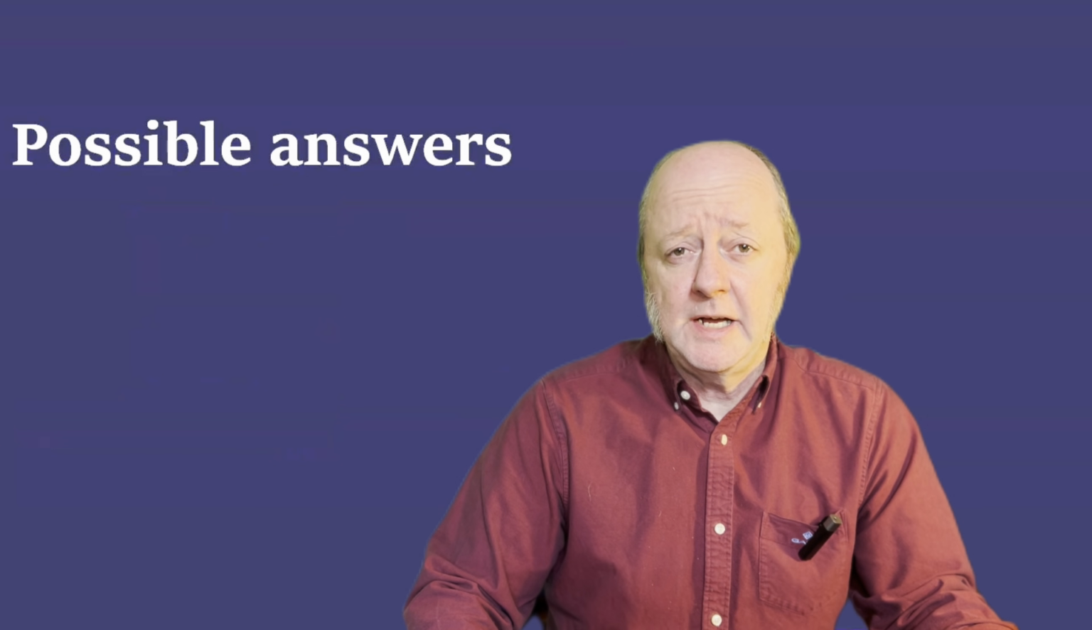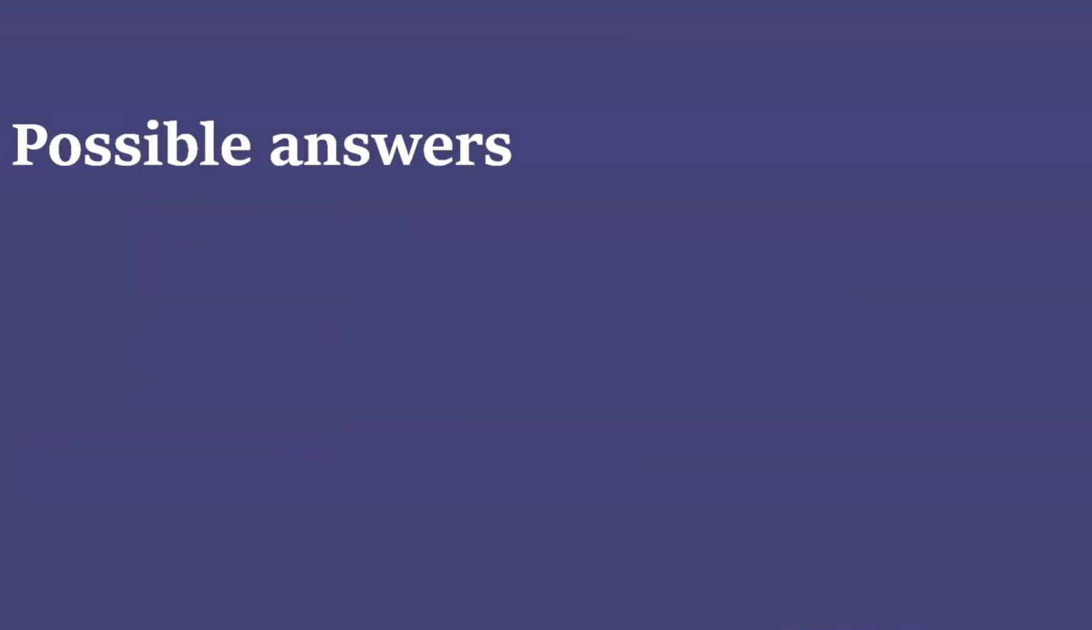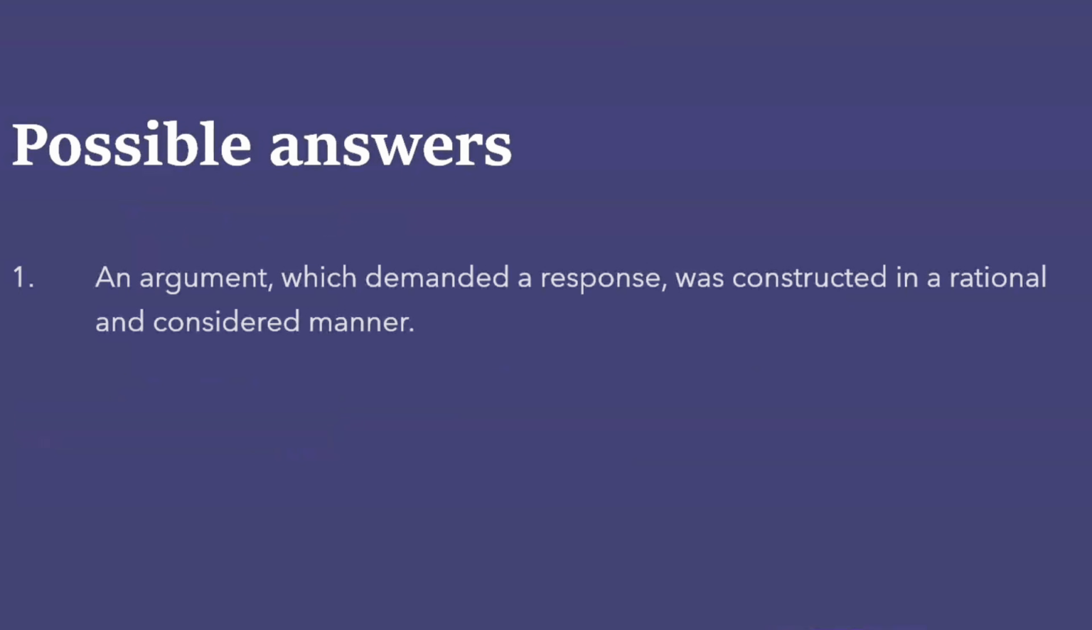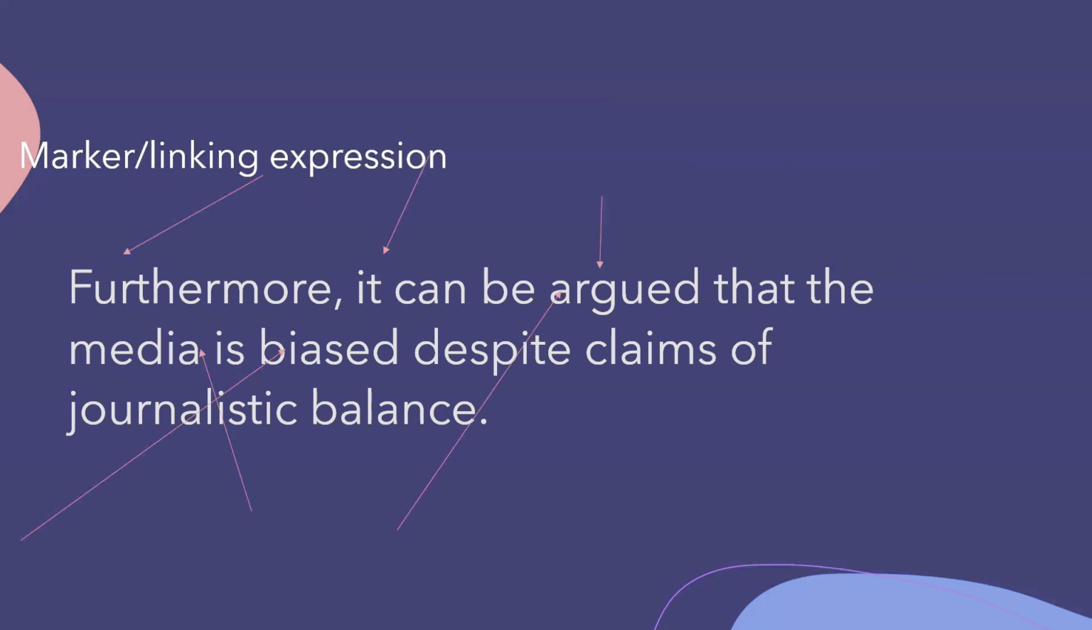So there are many possible answers. Depends what you want to say, depends which words and grammar you want to use. Here are 2 examples. Number 1, an argument which demanded a response was constructed in a rational and considered manner. There's no I, it's a much more complex sentence, and it's using both passive and relative clauses. The second one, it is claimed that immigration has detrimental effects on society. Detrimental, a very good word instead of bad, and we don't want to say good and bad, because they're as basic words as you can find. So here's another example of another sentence using such things, and this sentence is loaded with marks, really.